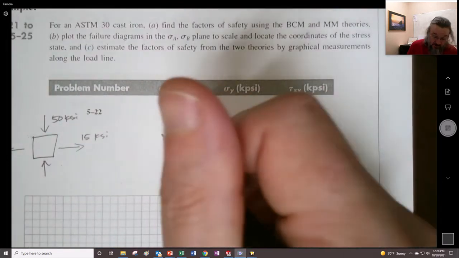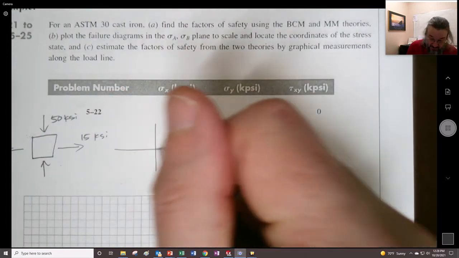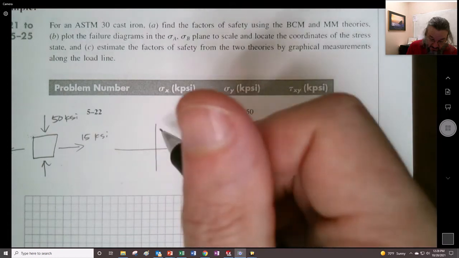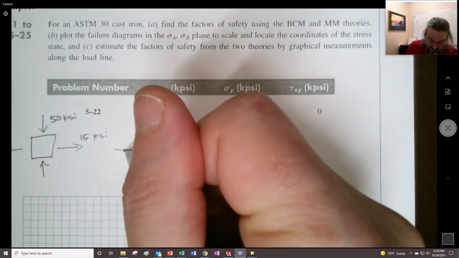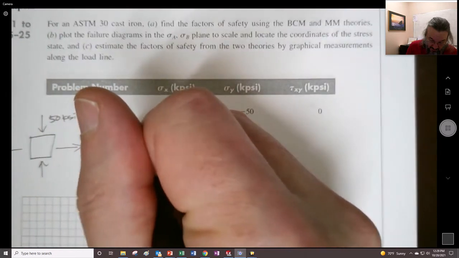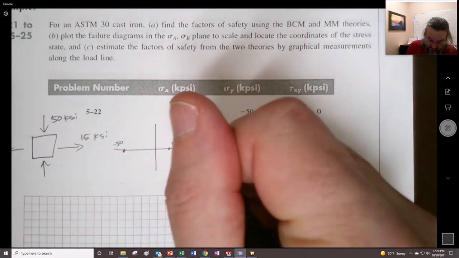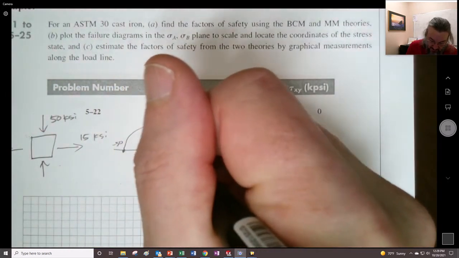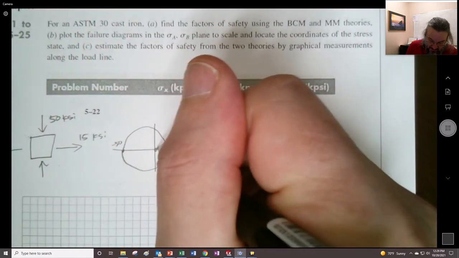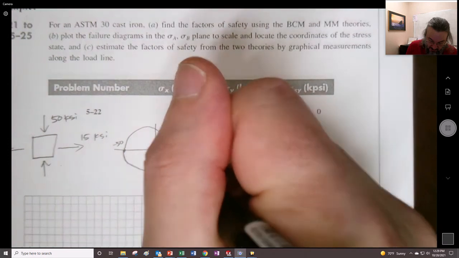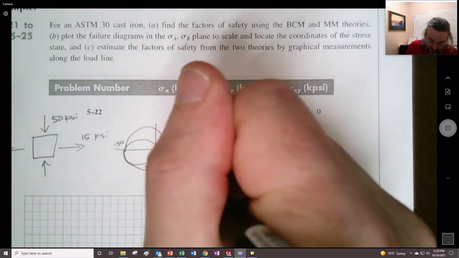If we were to draw a Mohr circle of this, first off we'd have 15 right here, and then we would have negative 50 right over here. So here's your big Mohr circle. And then zero is going to be one of them, and so here are your other two Mohr circles.